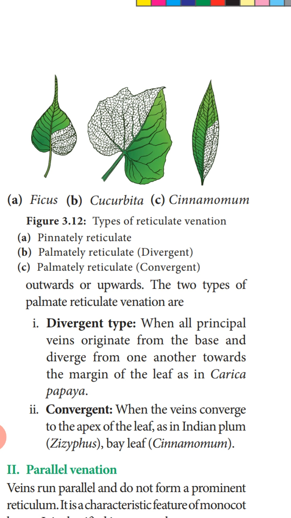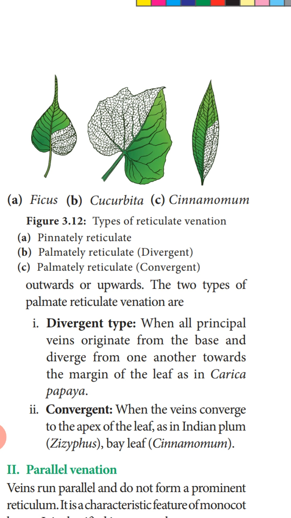As you can see, Carica papaya. So here you can find that from one point on the midrib there are numerous veins arising and they all run to the leaf margin. Okay, that is, they are moving outwards. This is called the divergent type.